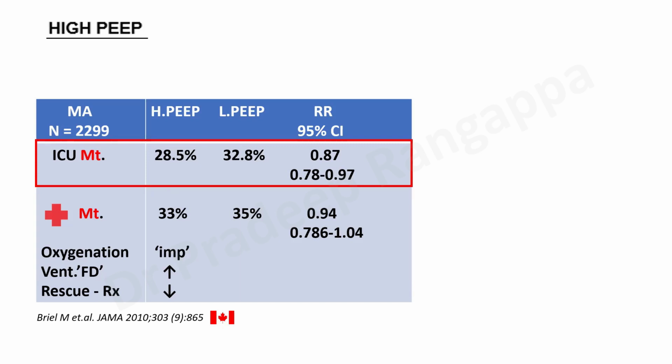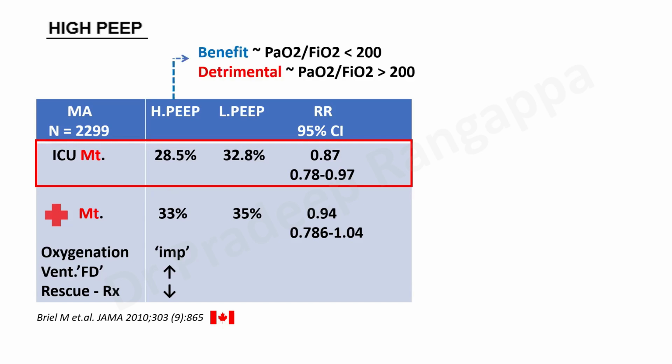But what this study showed in subgroup analysis is that high PEEP was beneficial in the group of patients with PaO2 by FiO2 less than 200. And the study also showed a signal towards being detrimental if you give high PEEP in patients who have PaO2 by FiO2 more than 200, which means, again, we are trying to identify and recognize the phenotype of the patients where high PEEP is beneficial. You do not give high PEEP for every ARDS. You only give high PEEP to patients with ARDS or a phenotype of ARDS where PaO2 FiO2 is less than 200, and it was shown to be beneficial.